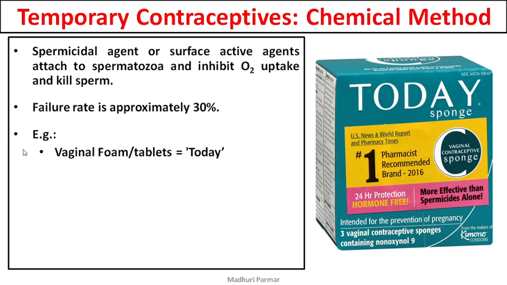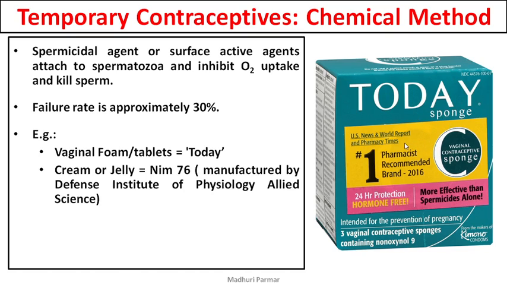Examples are vaginal foam or tablets. The famous one is known as Today, as shown here. These sponges are filled with spermicides, and they are inserted into the vagina near the cervix. What basically they will do is kill all the sperms. Okay, so this is how you can ensure contraception. The second form is cream or jelly. These are cream or jelly-like substances which are introduced in the female genital tract. Example is NIM 76, which was manufactured by the Defense Institute of Physiology and Allied Sciences.